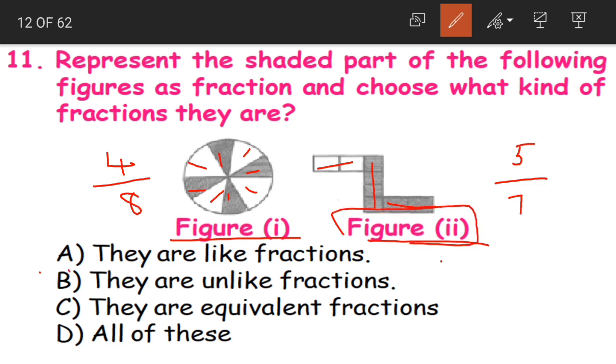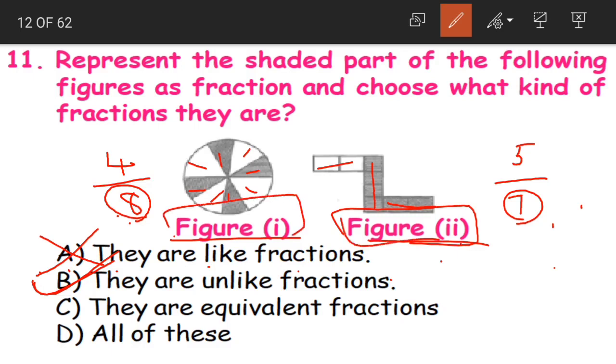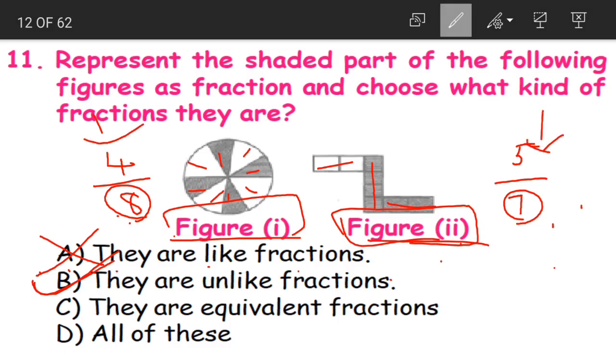Now let us look at the options. Option A, they are like fractions. What are like fractions, children? Like fractions have the same denominator. Now do these two fractions have the same denominators? No. So option A becomes wrong. Next, coming to option B, they are unlike fractions. Now are these two unlike fractions? Yes, because both the denominators are different. So option B becomes our correct answer. What can we say about the given two figures, children? The fractions are unlike fractions. Why are they unlike? Because they do not have the same denominator.